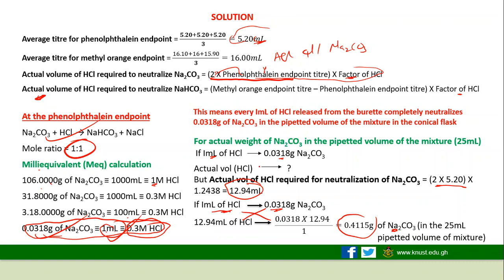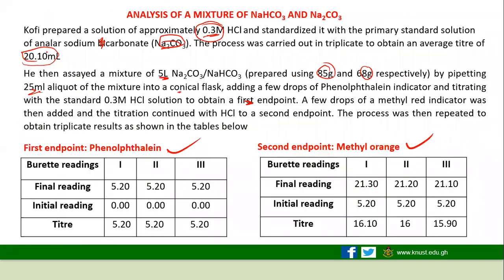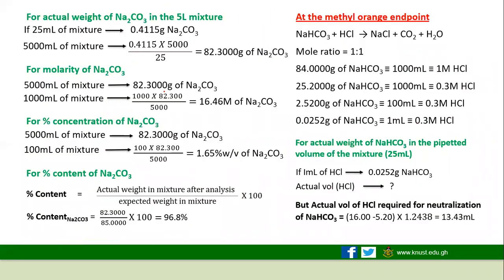Now, this one gotten here is the mass of the carbonate that reacted with the acid that we had, right? Good. Now, we realize that we pipetted 25 mLs. And so it means that this mass is just present in 25 mLs. So if this corresponds to 25 mLs, the 5 liters in the question, that is the 5,000 mLs, will contain what? So we scale it up and then we get to know that it will contain 82.3000 grams of sodium carbonate, right? Good.